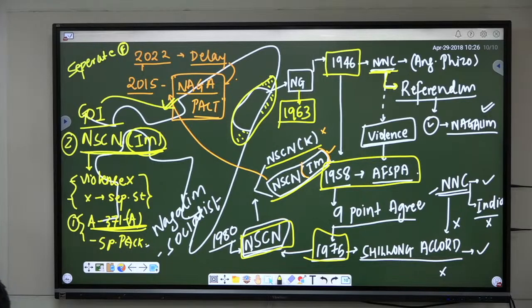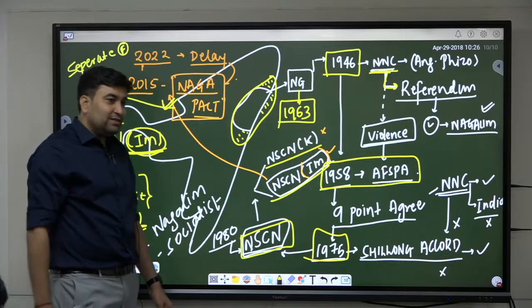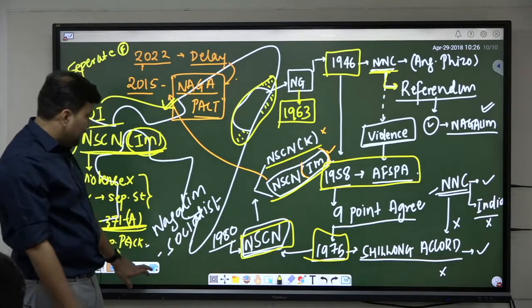and no civilian and security forces deaths or casualties. Okay, so this is about which state? Nagaland. Now let us see yet another state, our Manipur.